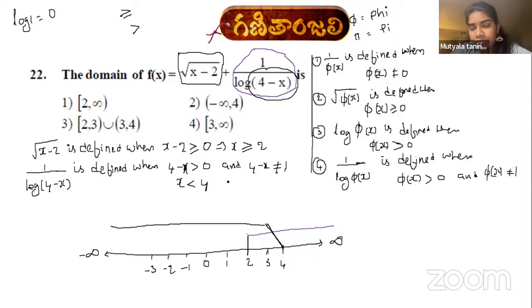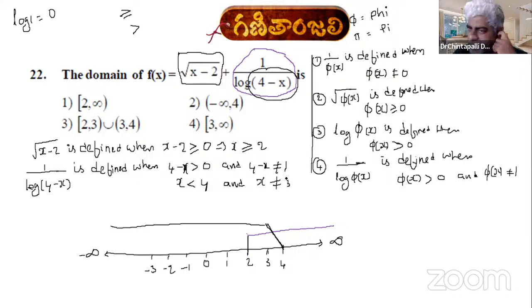And 4 minus x not equal to 1. For which value of x is 4 minus x equal to 1? So 3. So x cannot be 3. We must exclude 3. To understand this domain clearly, let us share it. It is the domain except 3.